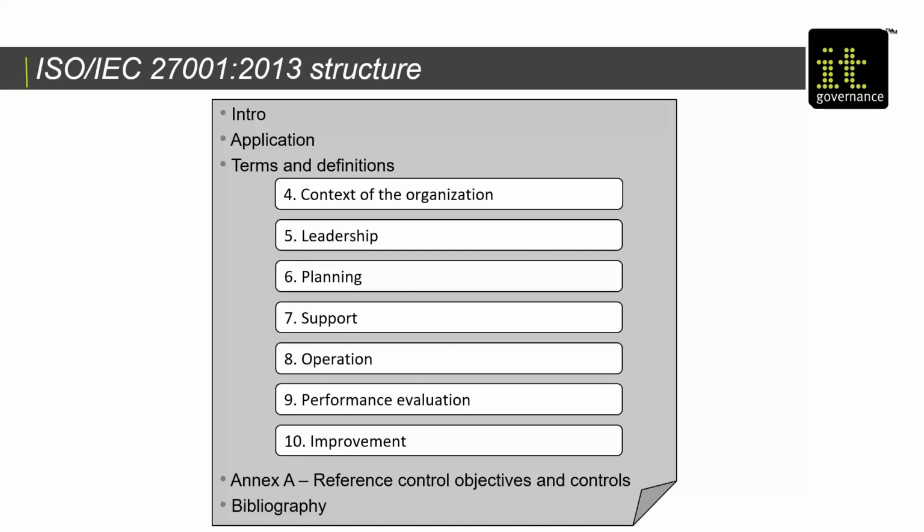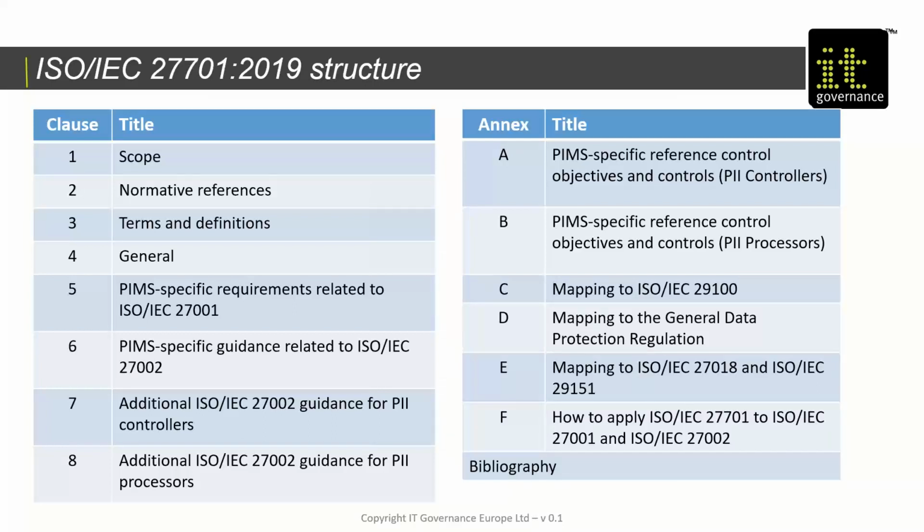The structure of a PIMS differs slightly from the structure of an ISMS. So here you can see the structure of the ISMS standard. And you'll recognise the standard management clauses of 4, which is context of the organisation, through to 10, which is improvement, with Annex A following up. Now we take a look at the structure of 27701. So you can see straight away the structure is different to the ISMS standard. The main content of this standard is contained within clauses 5 through to 8. But let me show you how these link to the ISMS.